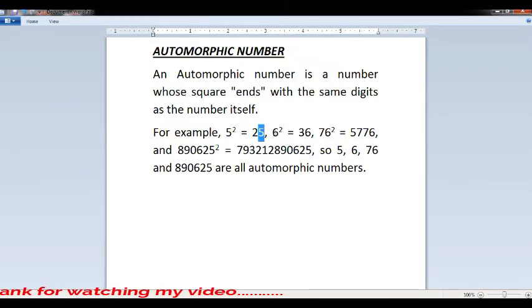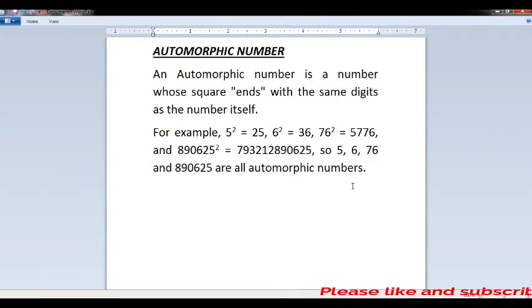Another example, 6. The square of 6 is 36. Here the number is 6 and the square of the number also ends with 6. So it is also an automorphic number. Another example is 76 squared equal to 5776. Here it ends with 76. Similarly, there are many examples.